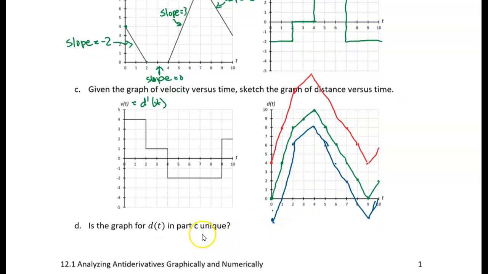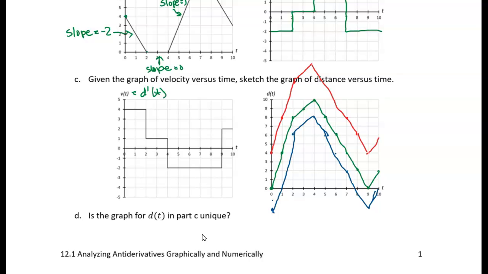So in this last question, it's asking: is the curve or the graph of the displacement in part C unique? And obviously, we already covered that. No, it's not unique. It depends on the starting point. But if we have some information on any one point, if we know the distance or the displacement at any one point in time, then we can anchor it and come up with a unique solution.